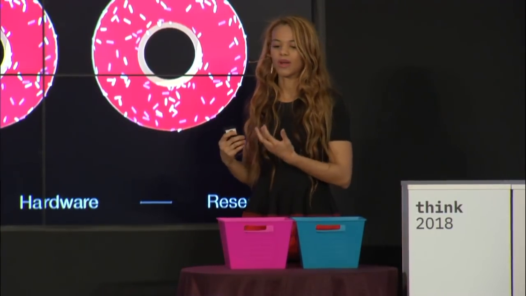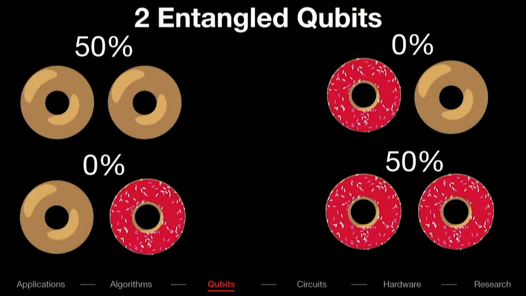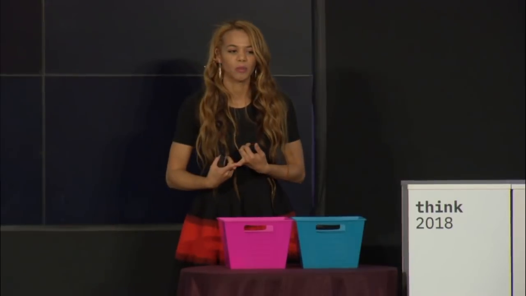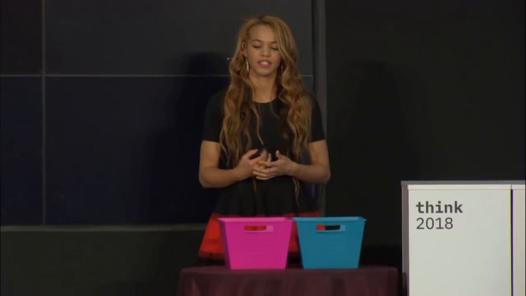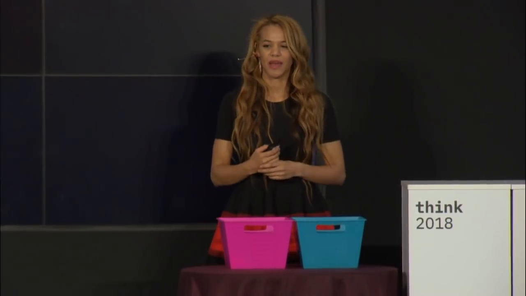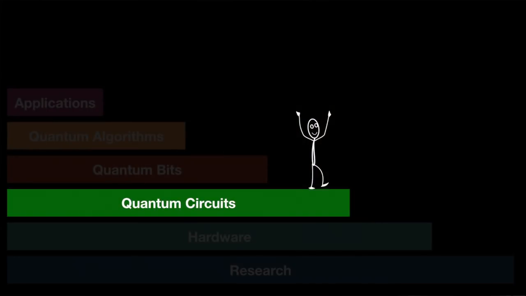And so if we have two entangled quantum bits, you would get a state that looks like this. It has a 50% probability of being plain plain, and a 50% probability of being frosted frosted, and a 0% probability of being in the other ones. And then what happens is we can use superposition and entanglement in special ways to create those quantum algorithms that can give us the advantages. So let's understand how we can use superposition and entanglement in special ways. So we need to be able to build quantum circuits to do that.